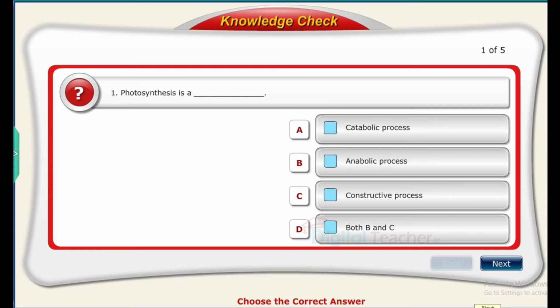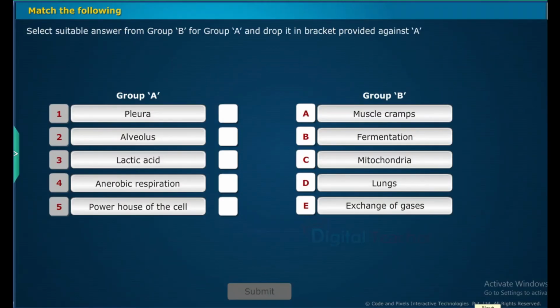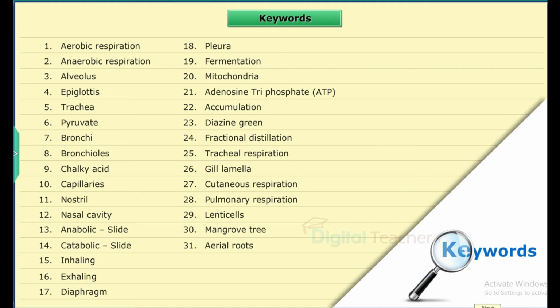Attempt the following questions to check your understanding. Match the following. Note: select the suitable answer from Group B for Group A and drop it in the bracket provided against A. Keywords. A list of keywords is given on screen.